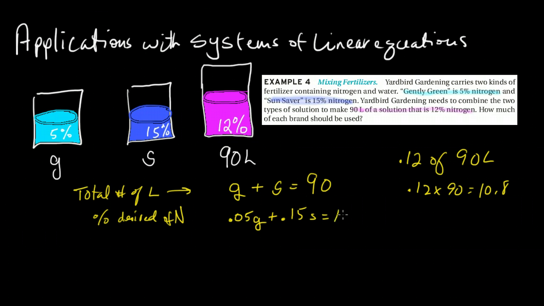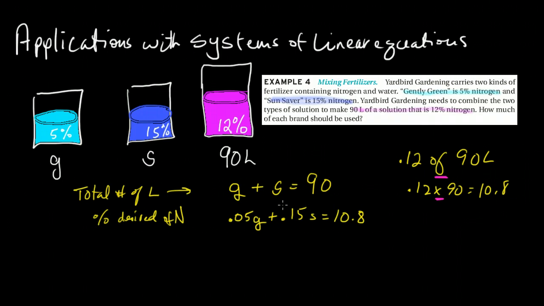So this will be 10.8 liters. Remember that it's very important to remember that "of" is a trigger word for multiplication. That's an easy way to understand that. I know that 12% of 90 is 0.12 times 90. So now we have our two equations set up.